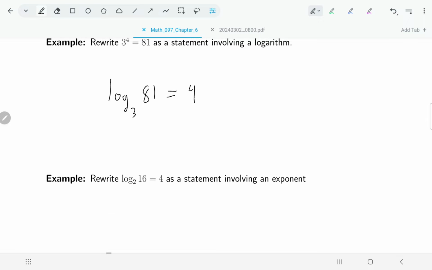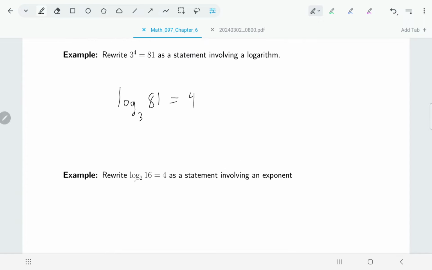Next one up, we've got a logarithm this time, and it's log base 2 of 16 is equal to 4. So if we're thinking about rewriting this as an exponential statement, since it's log base 2, it would have to be an exponential statement with base 2. And again, we're switching our inputs and our outputs. 4 was the output for the logarithm, so 4 is the input for my exponential function. It becomes 2 to the power of 4. And instead of 16 being the input, 16 becomes our output.